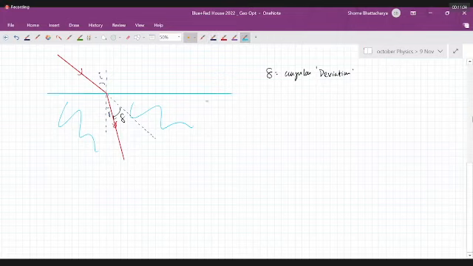So anyhow, this is mu equal to 1.73 or approximately root 3, and this is mu equal to 1. So 1 into sine I is equal to root 3 into sine R, and I is equal to 60 degrees.